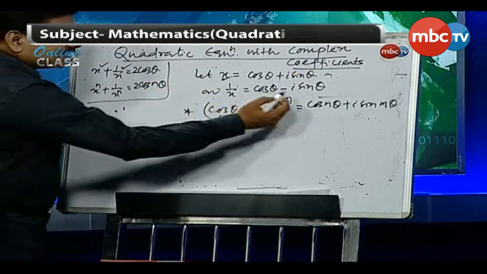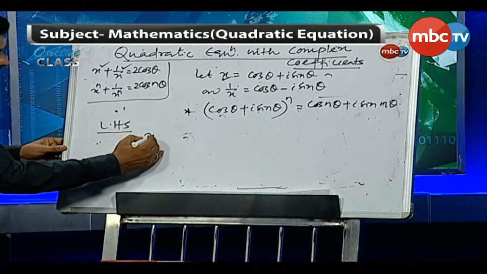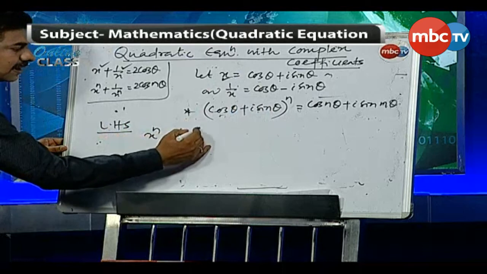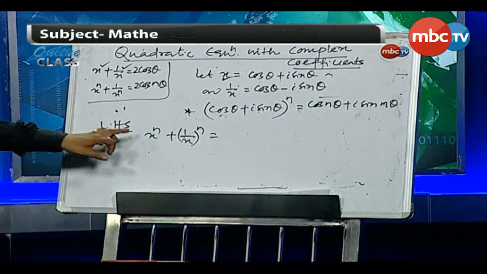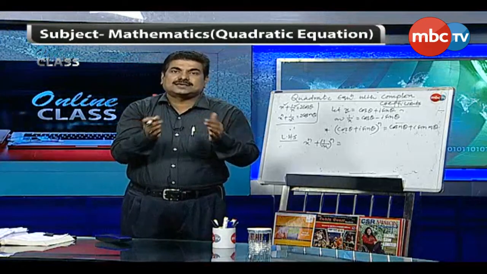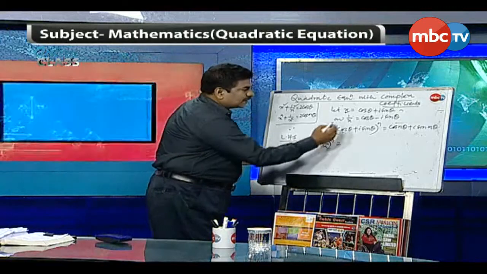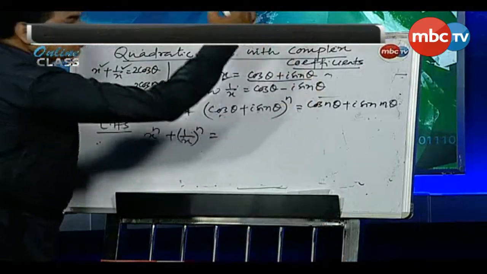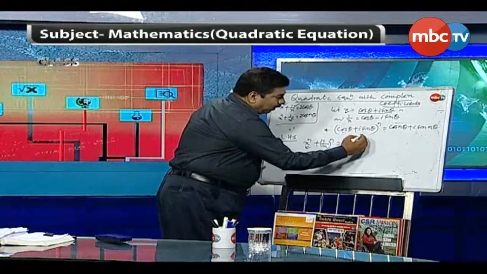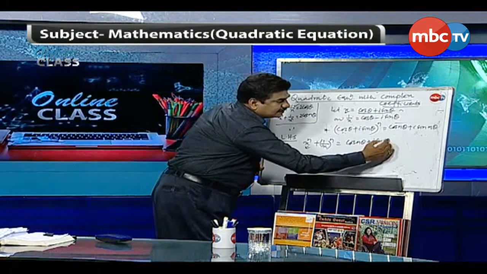If 1 by x means this value is equal to minus. So here you can write this as a left hand side x to the power n, 1 by x whole to the power n. Instead of 1 by x to the power n we can write this as 1 by x whole to the power n. That means here x to the power n, where x equals cos theta plus i sin theta, x to the power n is equal to cos n theta plus i sin n theta, dear.